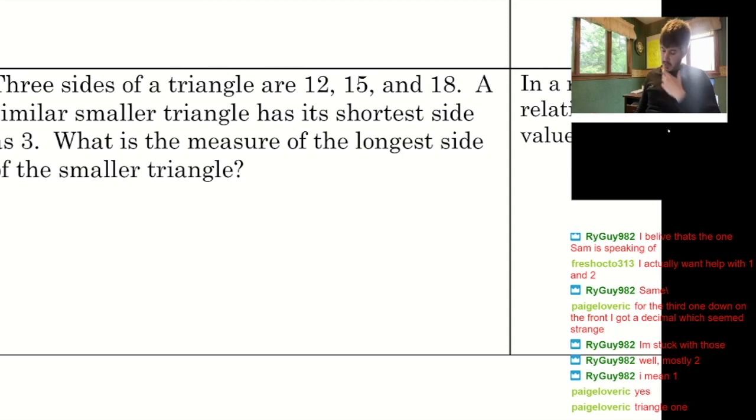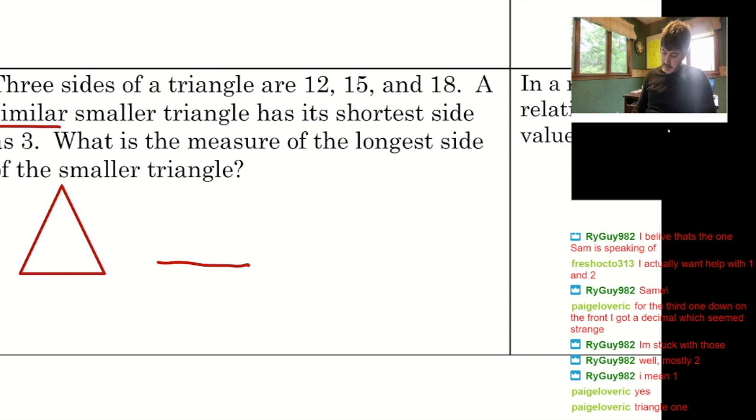Let's see if we would get a decimal. Three sides of a triangle are 12, 15, 18. A similar triangle has its shortest side as 3. So they use the word similar, so that definitely means that everything is in proportion because they're just directly telling you that they are in fact similar. We just don't know how much similar yet.